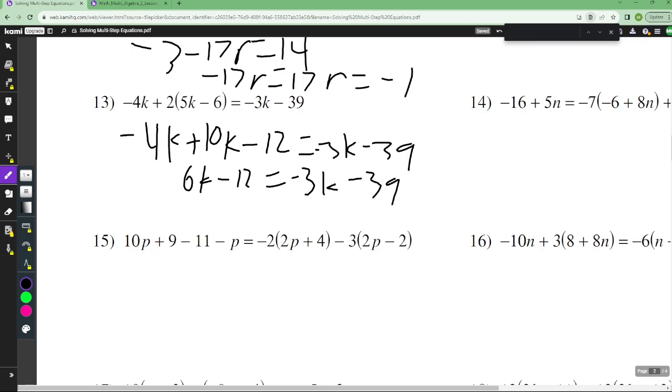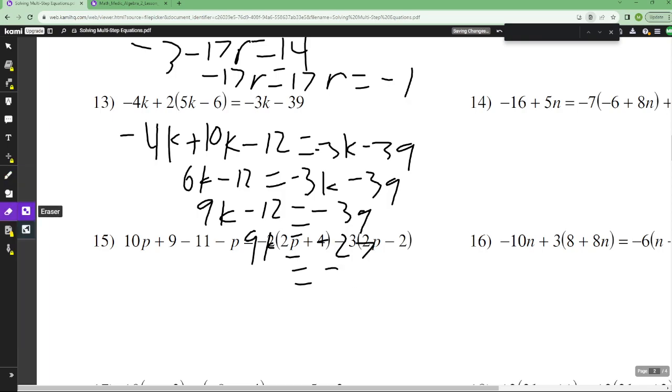We'll get k on one side of the equation, so I'll add 3k to both sides. We'll get 9k minus 12 equals negative 39. Negative 39 plus 12. We're going to get negative 27 equals 9k. So k equals negative 3.